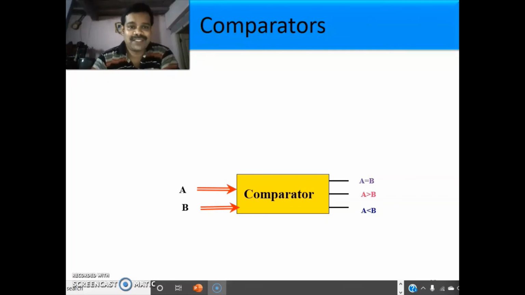So the first comparison result is both are equal. Second is one is greater than the other, and the third one is less than the other. So these are the three results of your comparison. So here also our comparator.